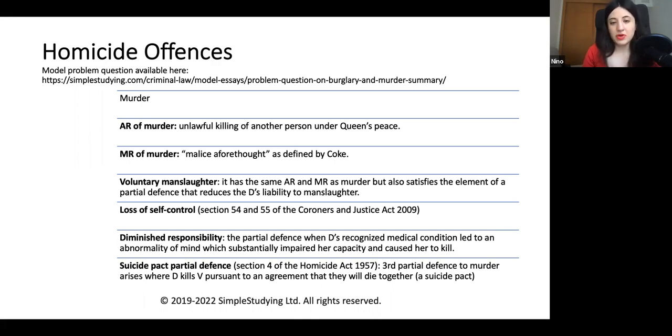And diminished responsibility is when the defendant has a recognised medical condition that led to an abnormality of mind, but it depends on whether the abnormality of mind substantially impaired her capacity of thinking, or totally. If it totally impaired her capacity of making judgments, then you could consider the insanity defence, which is the full defence.